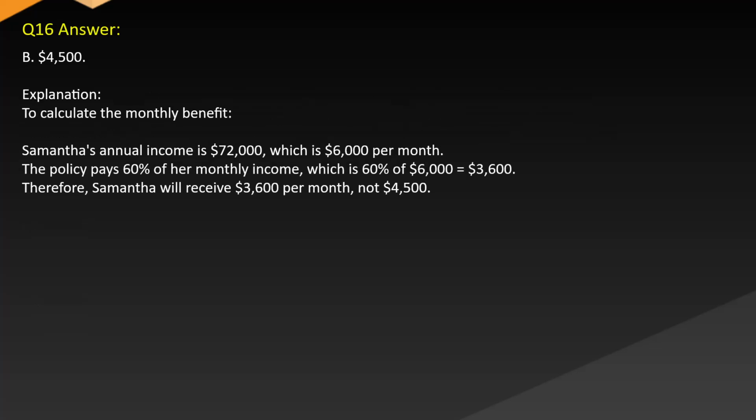Answer: B. $4,500. Explanation: To calculate the monthly benefit, Samantha's annual income is $72,000, which is $6,000 per month. The policy pays 60% of her monthly income, which is 60% of $6,000 equals $3,600. Therefore, Samantha will receive $3,600 per month, not $4,500.